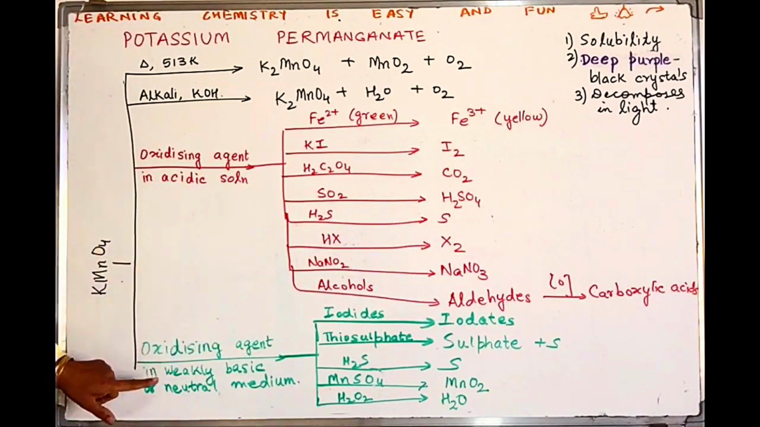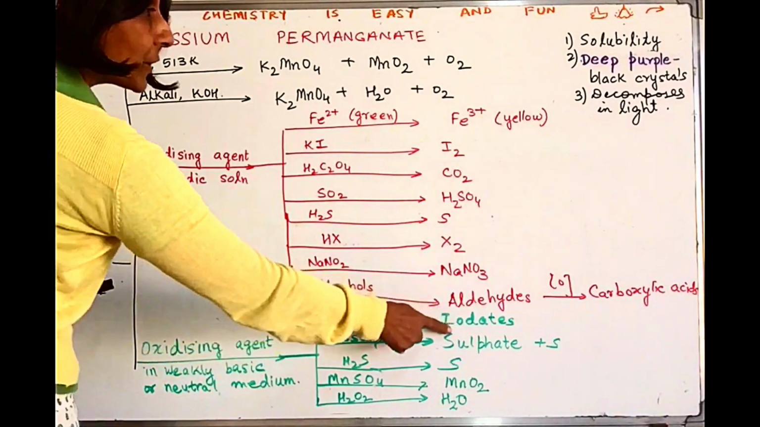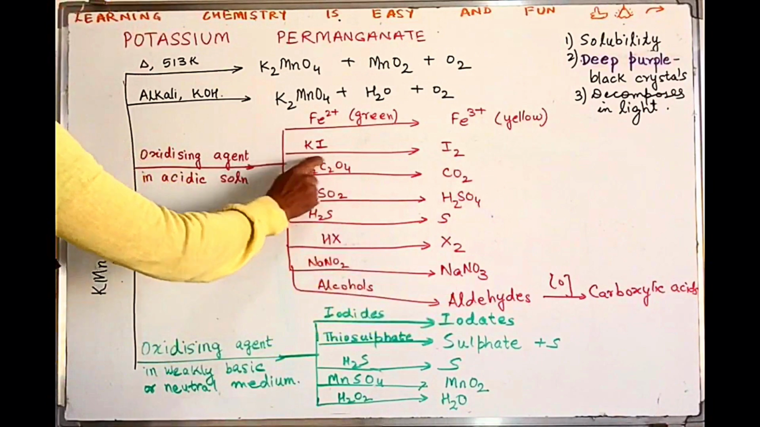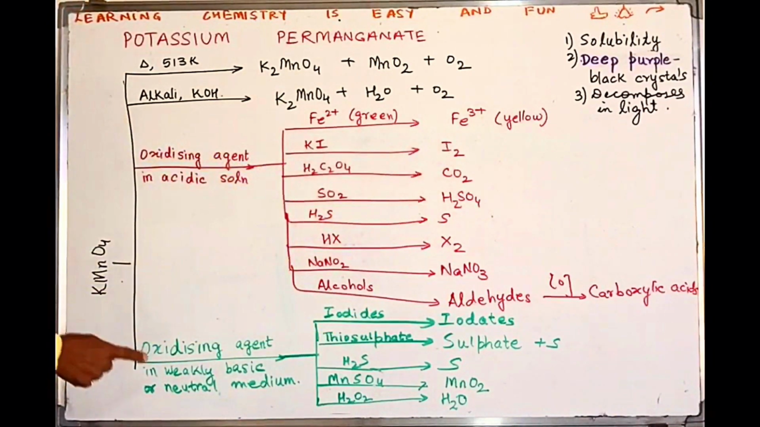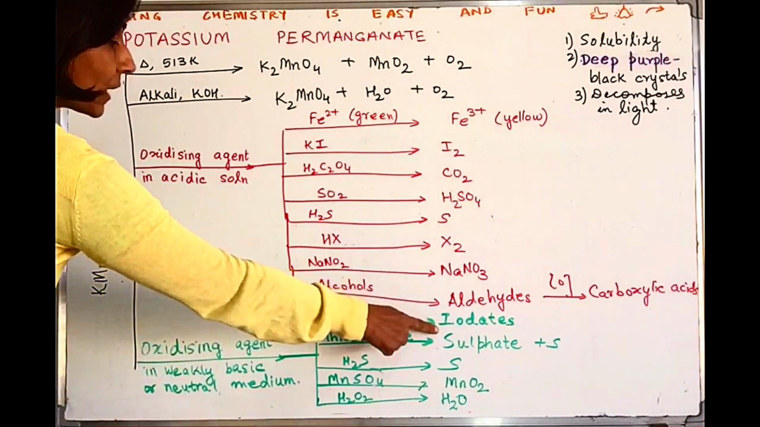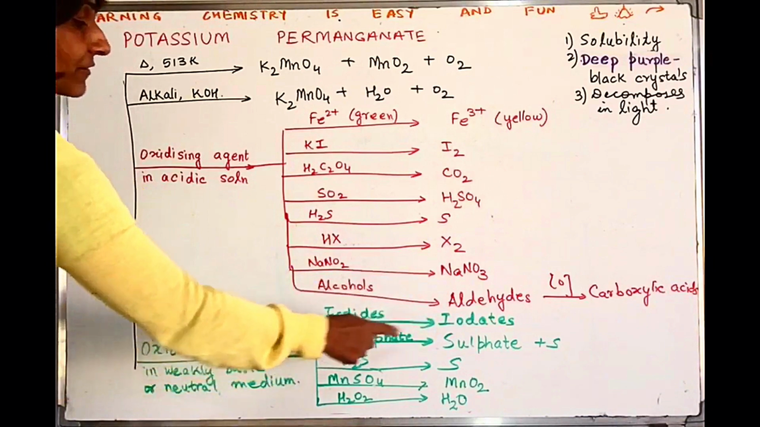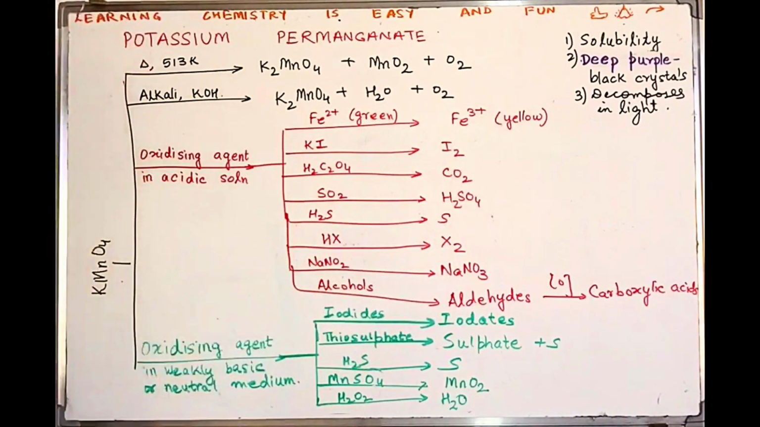Oxidizing agent in weakly basic or neutral medium. Iodides to iodates. Please see the difference. Iodide is getting converted to iodine, whereas in a basic medium or neutral medium it is getting converted into iodates. Thiosulfates to sulfate and sulfur.